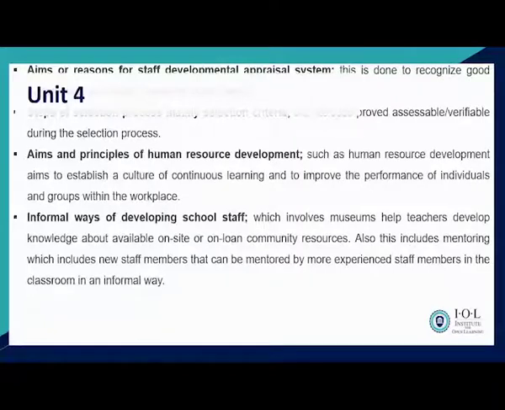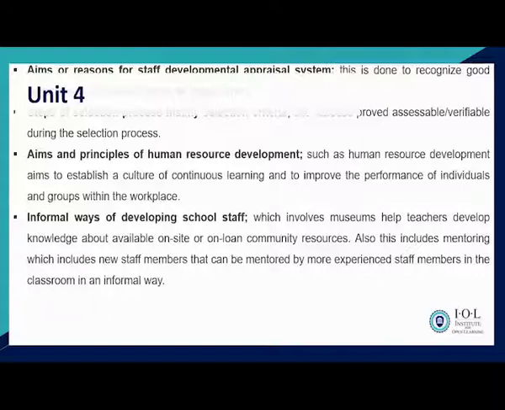Aims, and we move to Unit 4. Aims or reasons for the staff developmental appraisal system. This is done to recognize good performance and identify areas of improvement. The appraisal is done to recognize those who have done well, and also to identify those who are not doing well, to be given assistance to improve in future.